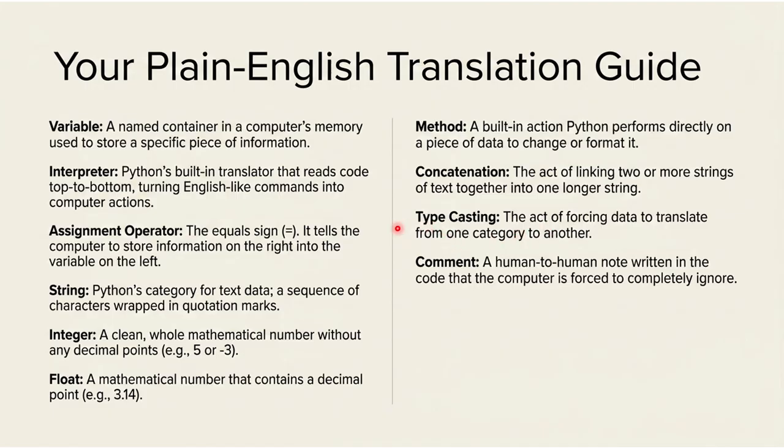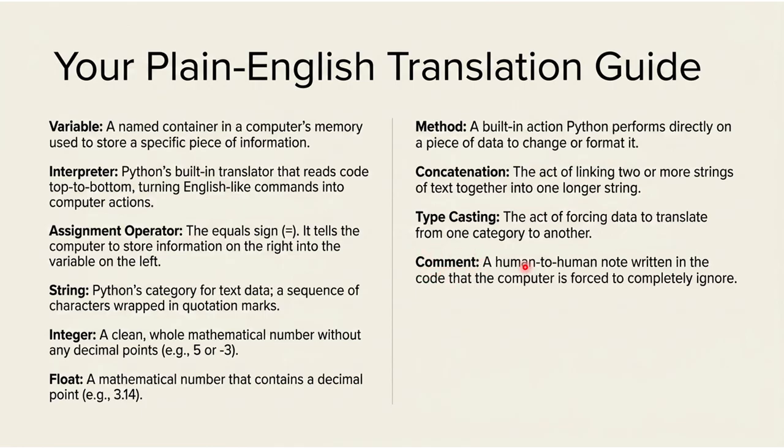Okay. After that we have typecasting. So what is typecasting? The act of forcing data to translate from one category to another. This simply means using typecasting you can convert a variable from one data type to another data type. Like you can convert int to a float, or you can convert a text to an int. Okay. So that is what typecasting means.